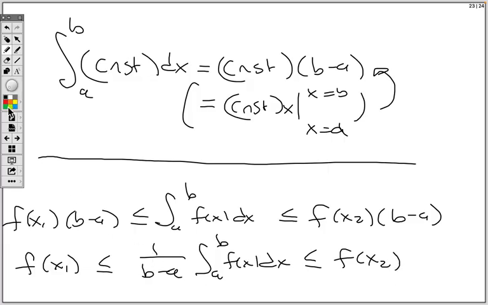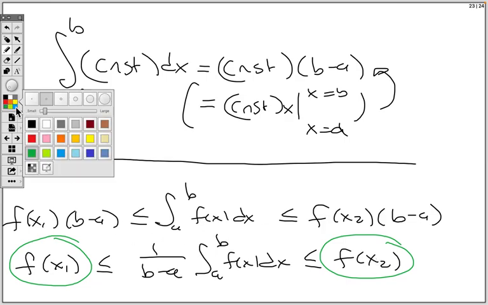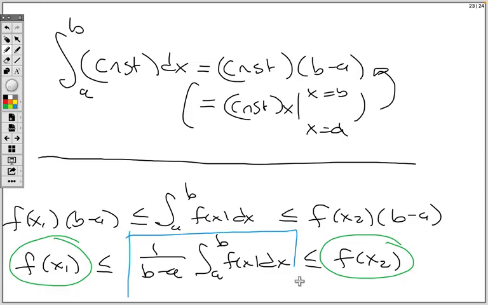So look at what I've got here, folks. I've got f of x1 and f of x2, two outputs from a continuous function on a closed bounded interval. And I've got a number between those two outputs. So 1 over b minus a times the integral from a to b of f of x dx is an intermediate output from this function. So now I can hit it with the intermediate value theorem.